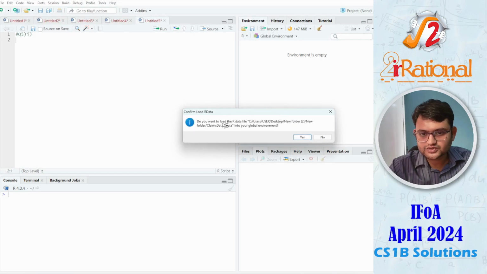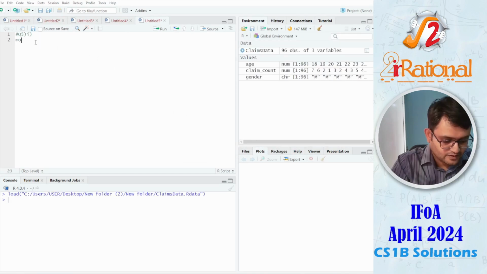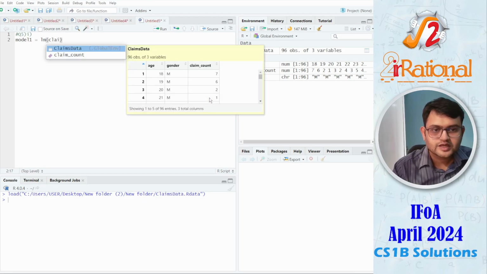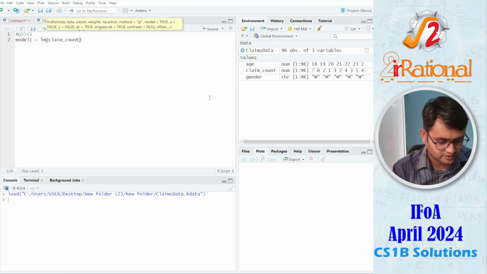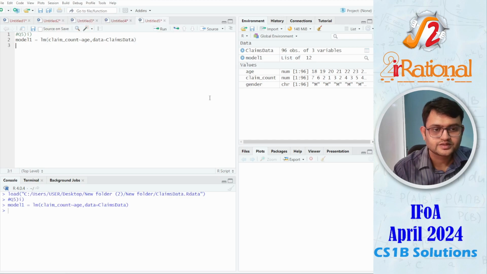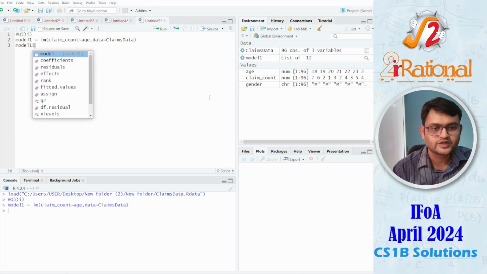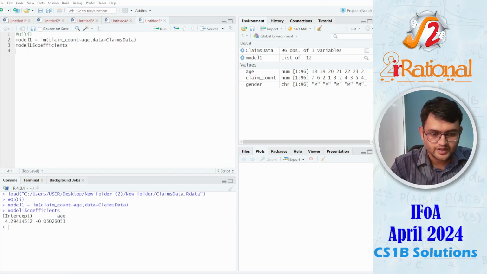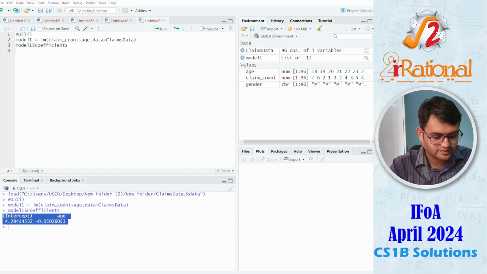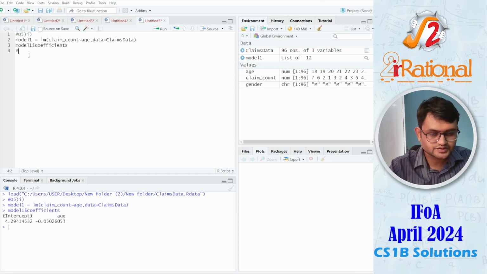Open with RStudio. Yes. So I'll say model 1 must be, it's just a simple linear model. So lm of claim count follows age. The data is going to come from claims data. That's it. We have to show the coefficients of the model. Model 1 coefficients, and here we have the coefficients.